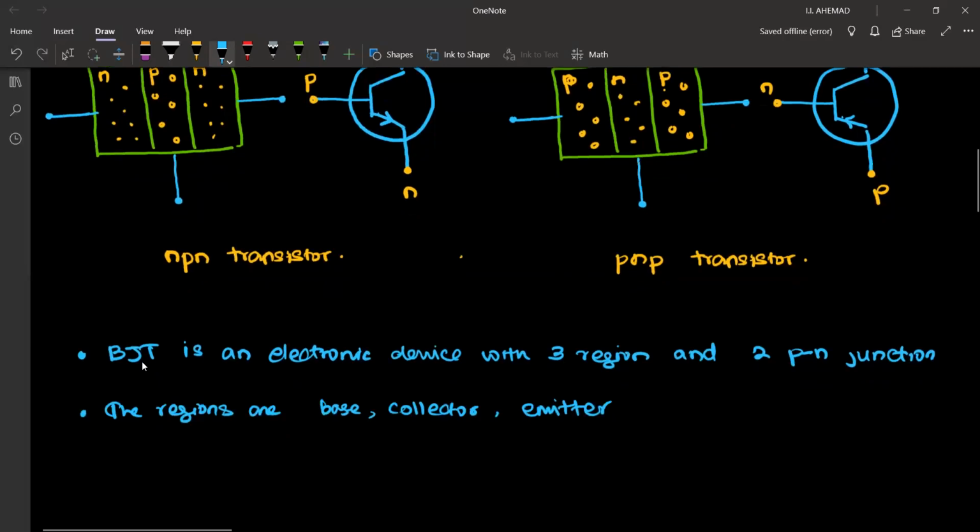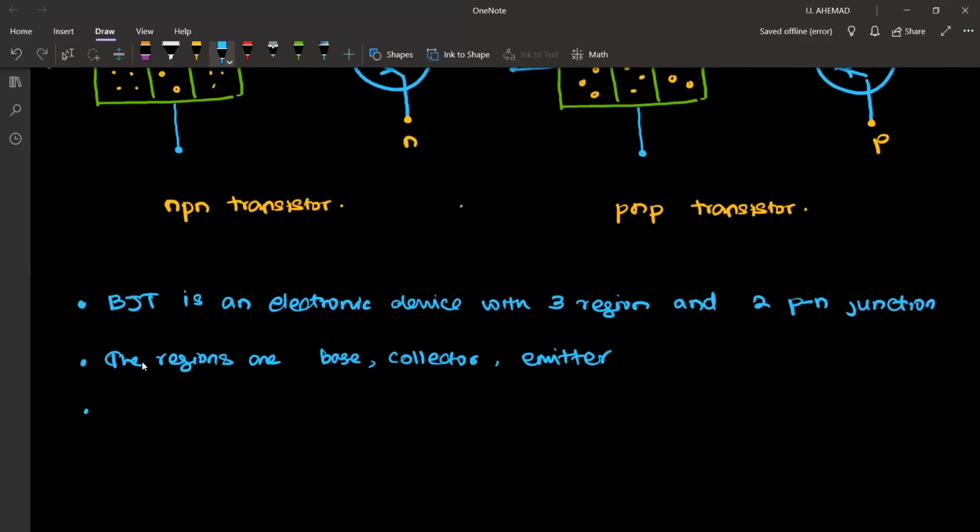So we can classify BJT as NPN and PNP based on its construction. Based on the construction, BJT is classified as NPN and PNP.